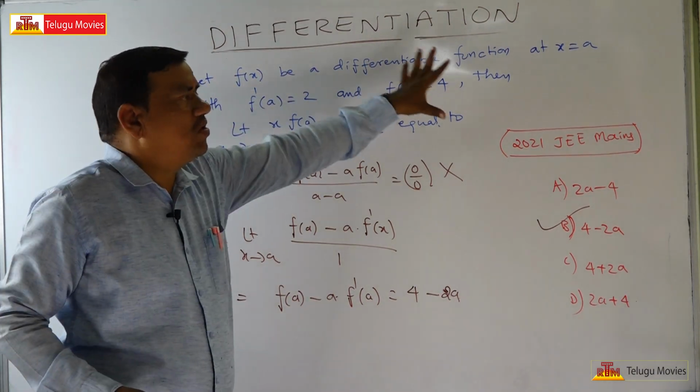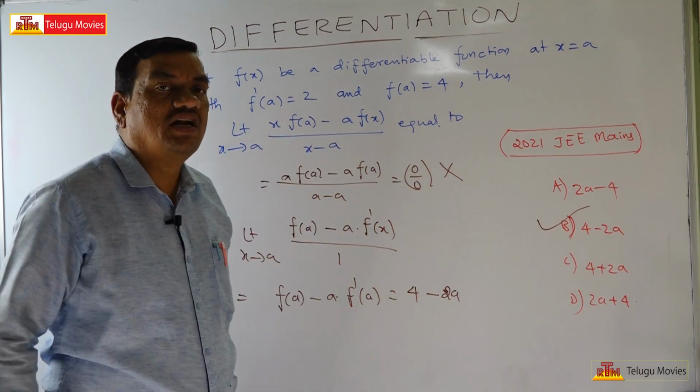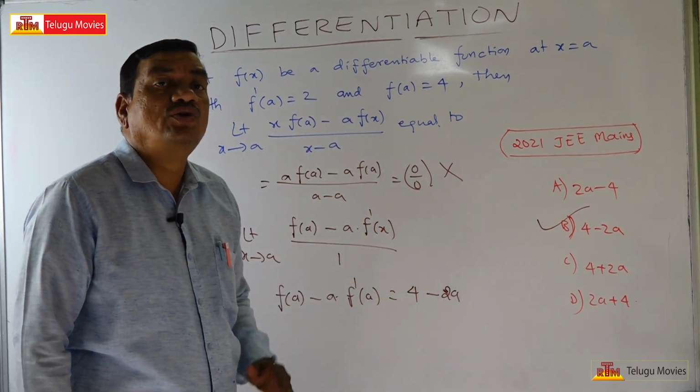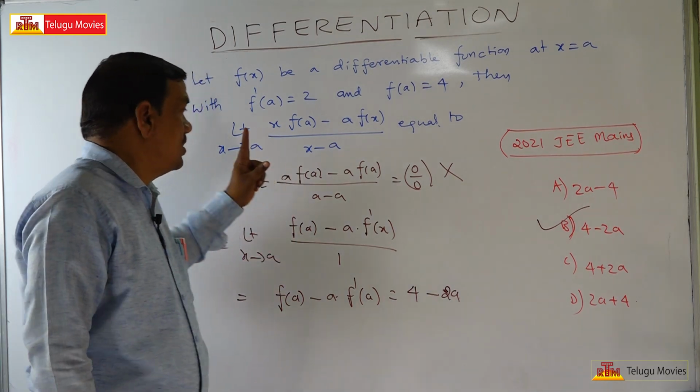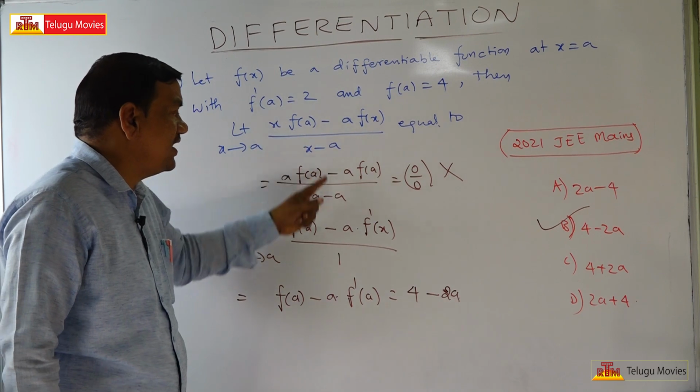By seeing all these descriptions, these questions, generally students will get afraid. By seeing the problem only they are afraid. They don't start doing the problem. The first thing you have to do is, wherever x is there, substitute a. Let us see what happens.